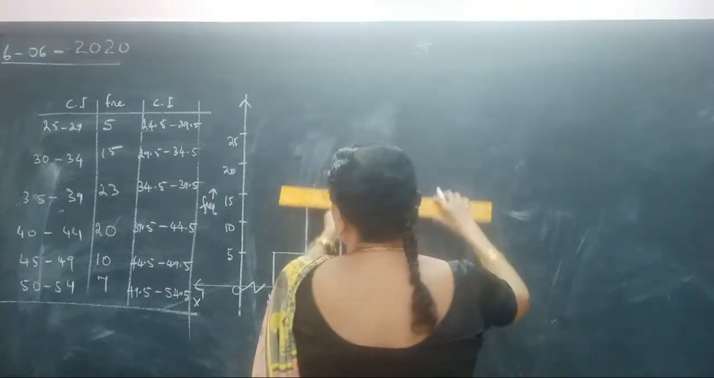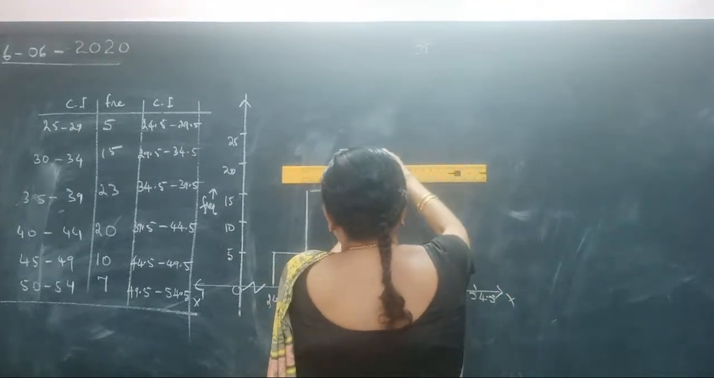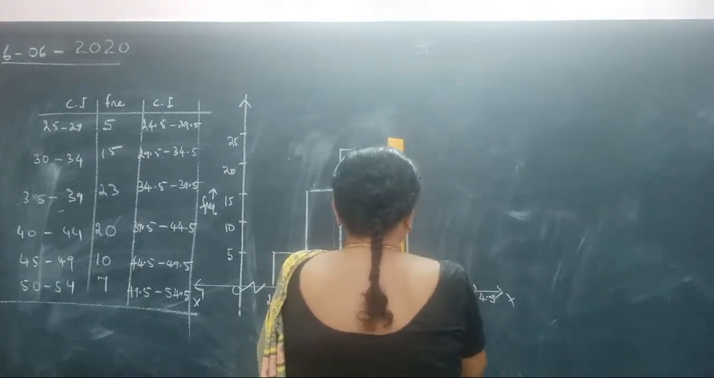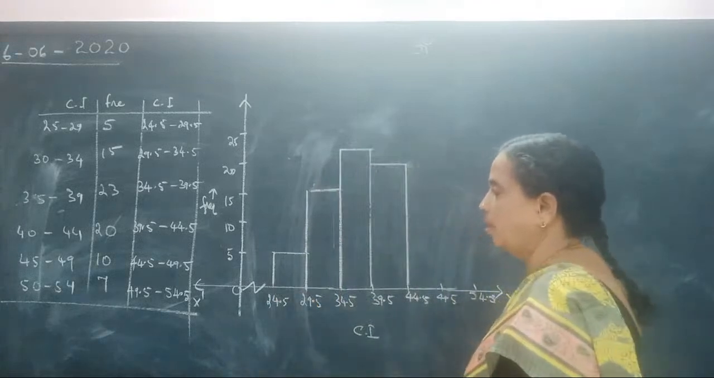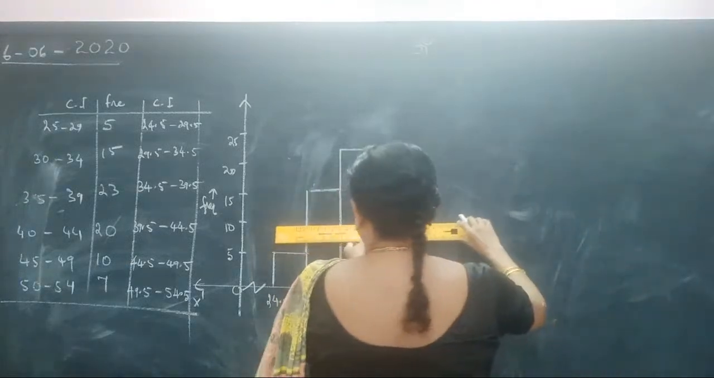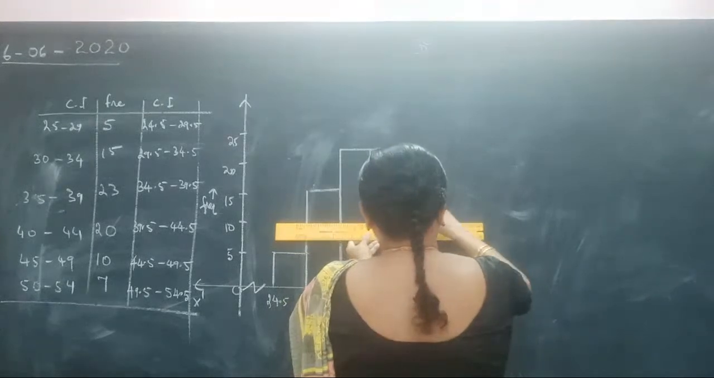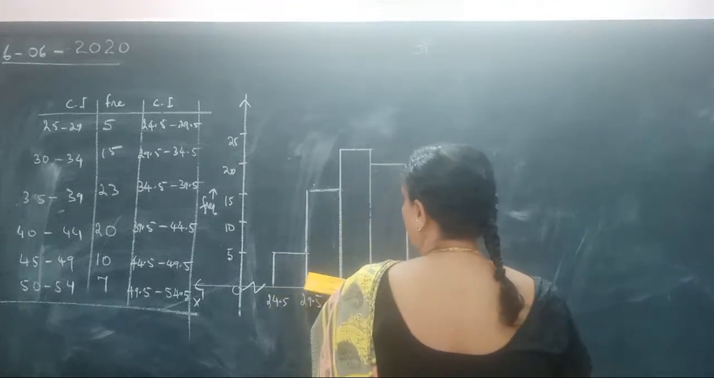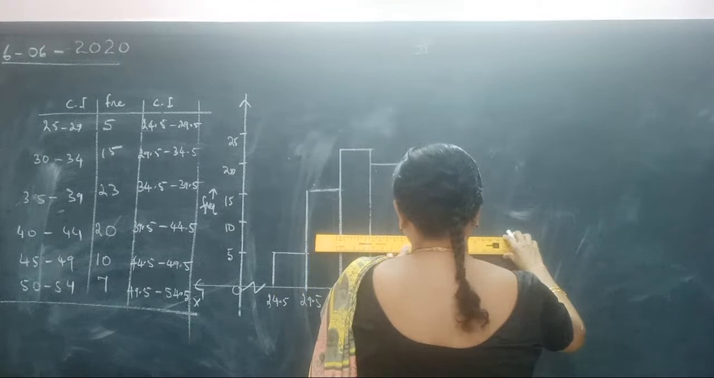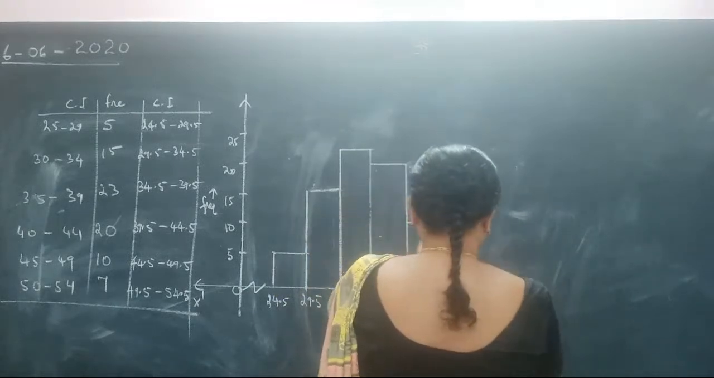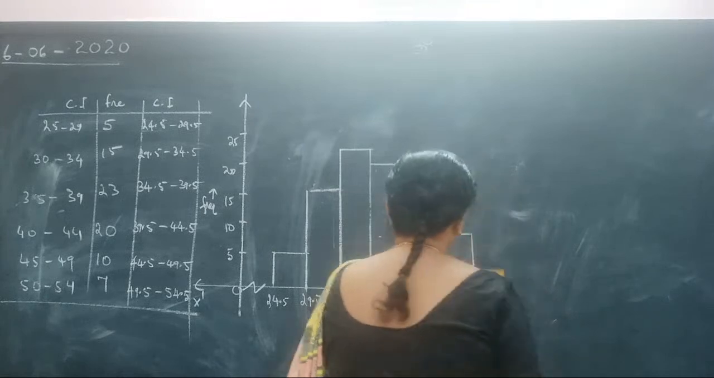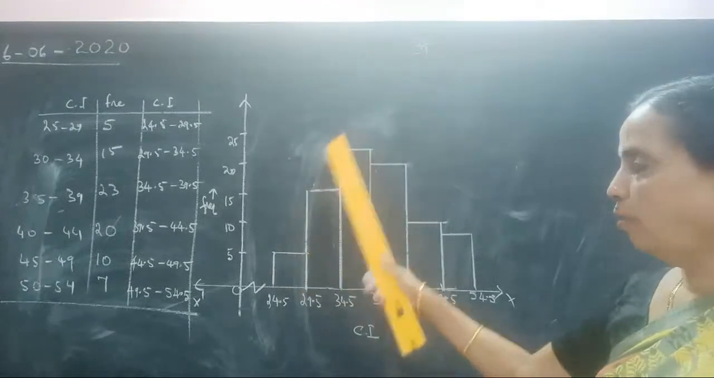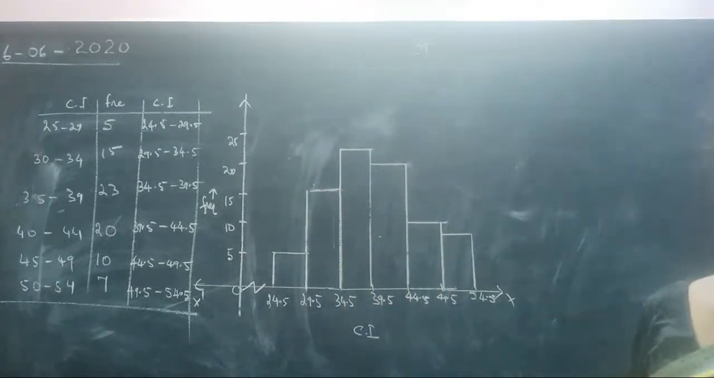Then it is 20. Then 10. Then 7. Representing along the x-axis class interval, y-axis it is frequency.